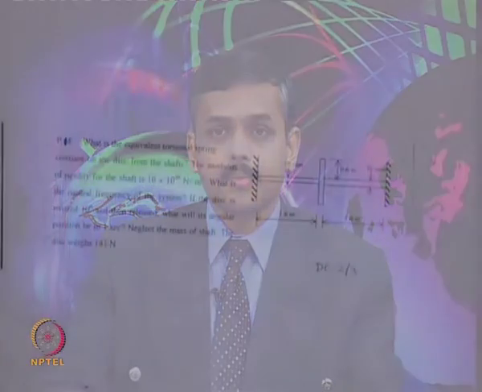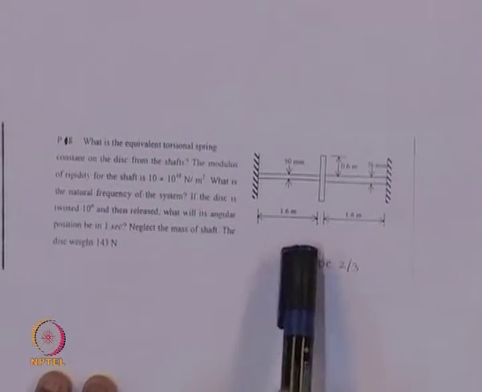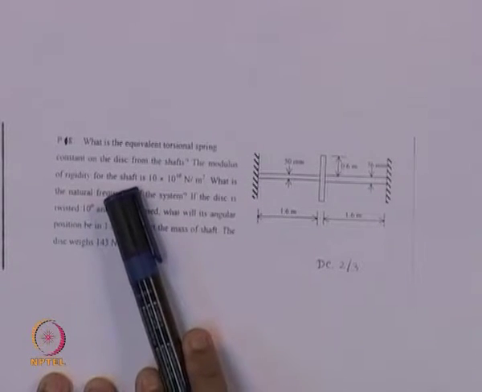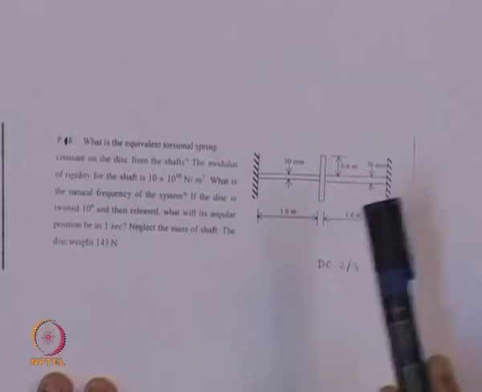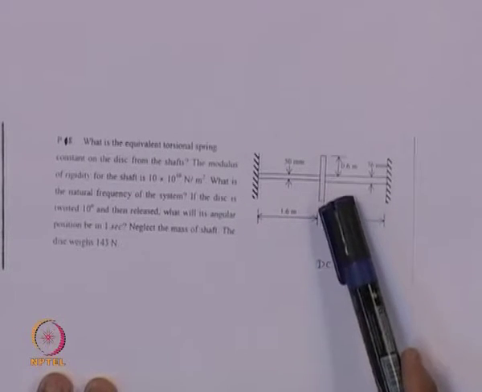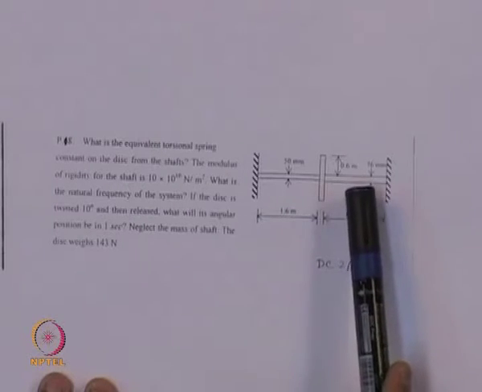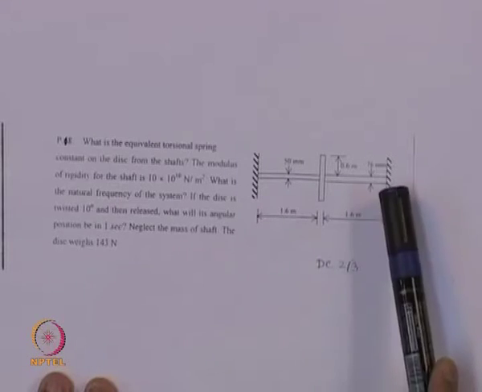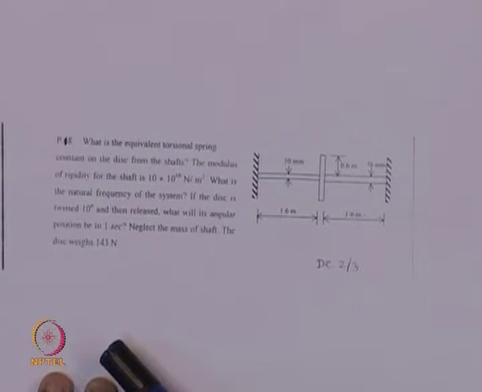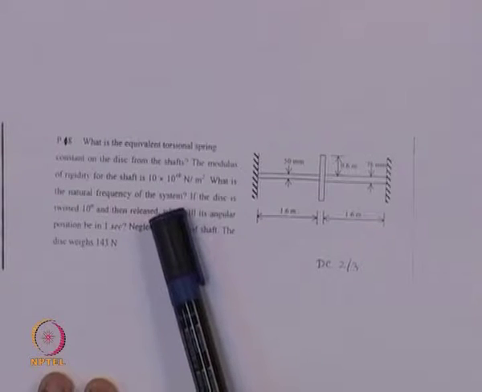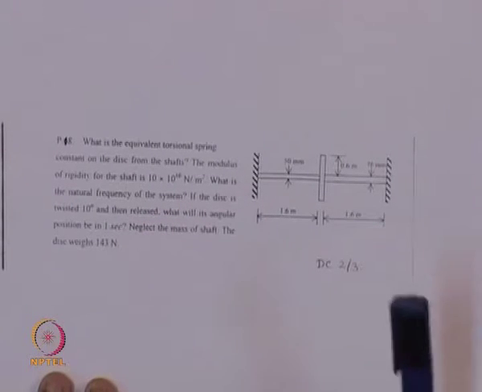Now, let us go to problem number 8. In this figure, what it says is: what is the equivalent torsional spring constant on the disc from the shafts? The middle portion is nothing but a circular disc connected with two shafts of varying diameter. One is 50 mm diameter, another is 76 mm diameter. The modulus of rigidity for the shaft is given as 10 to the power 11 Newton per meter square.